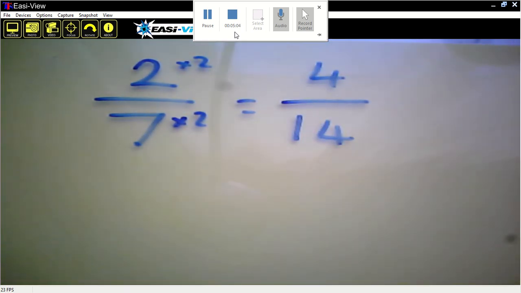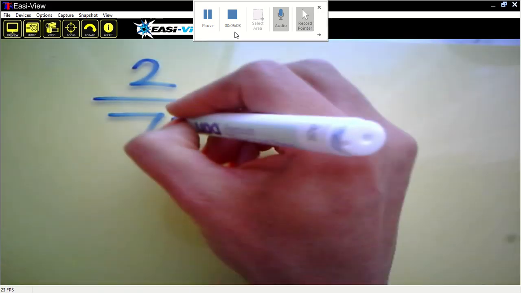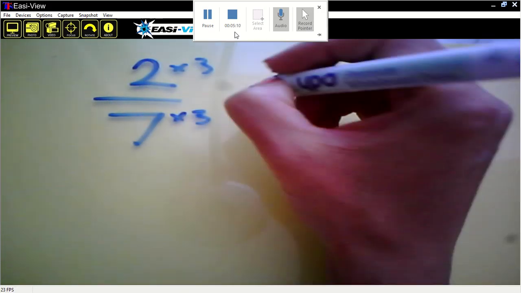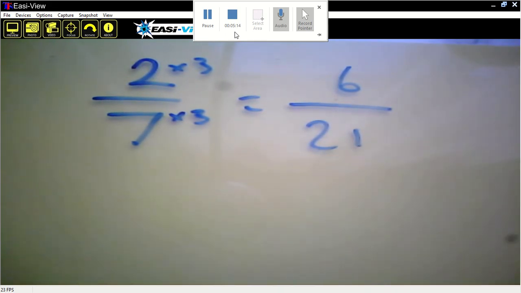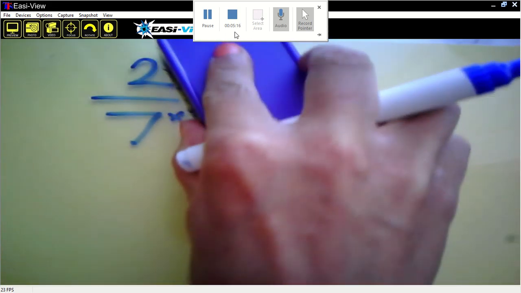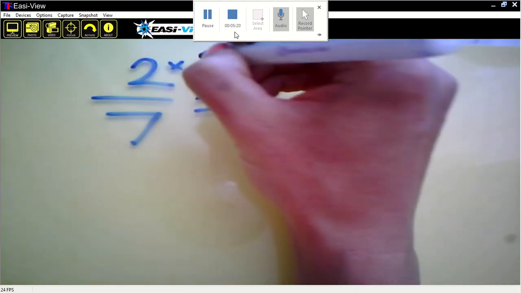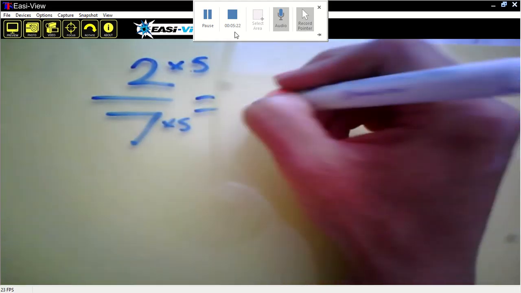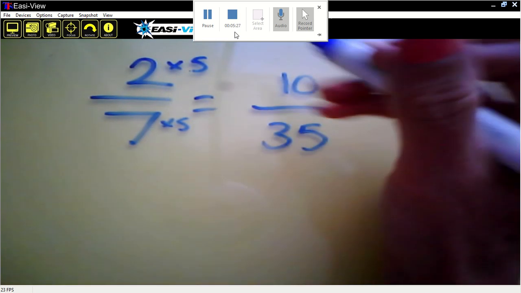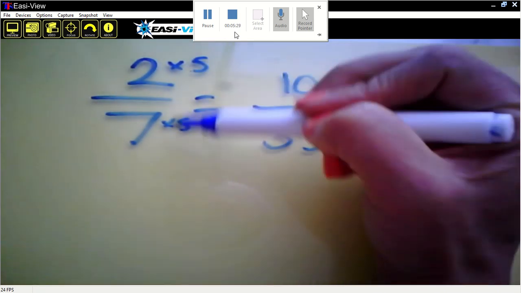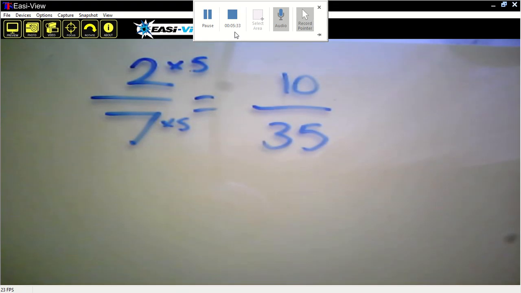So you could multiply by 3 and also by 3, which would give you 6/21. Or you could multiply them both by 5, for example. So you would end up with 10/35. Do you see where I'm getting at here? It's just to do with keeping the value of these two the same.